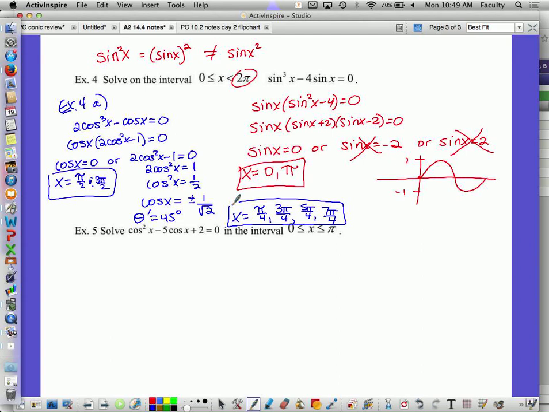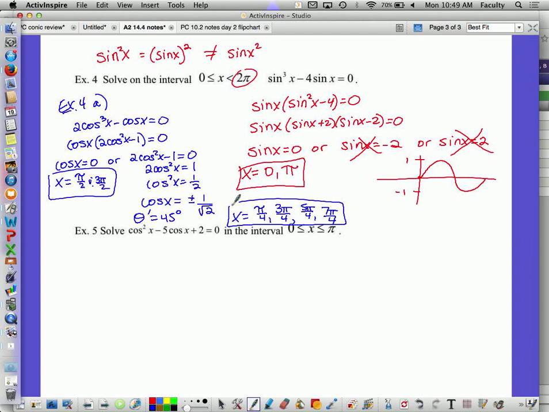It was rough, but I think we can. All right, last one, and then we'll do an extra one with it. This says solve cosine squared x minus 5 cosine x plus 2 equals 0. Now notice, this one says from 0 to pi. That's the first time that's changed.